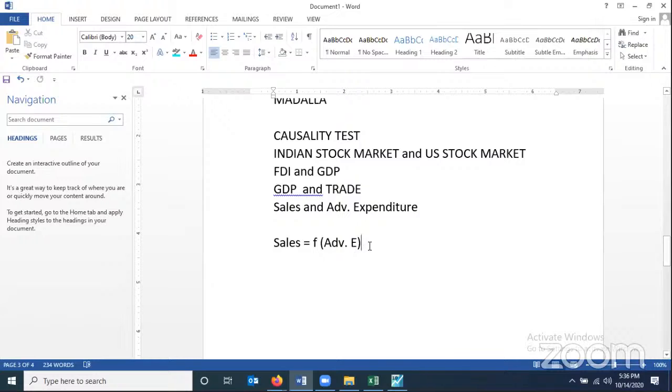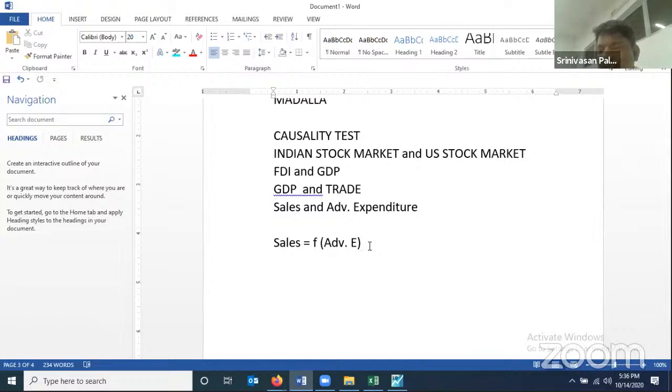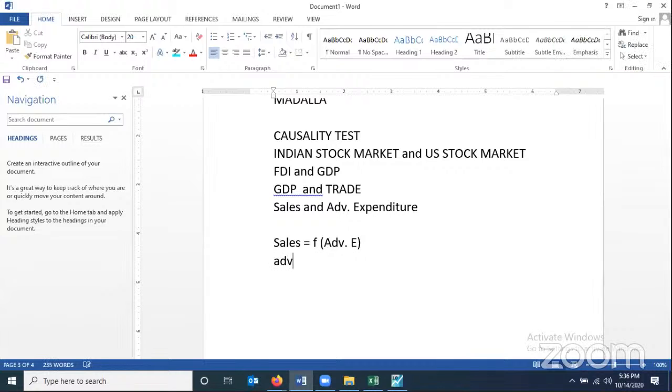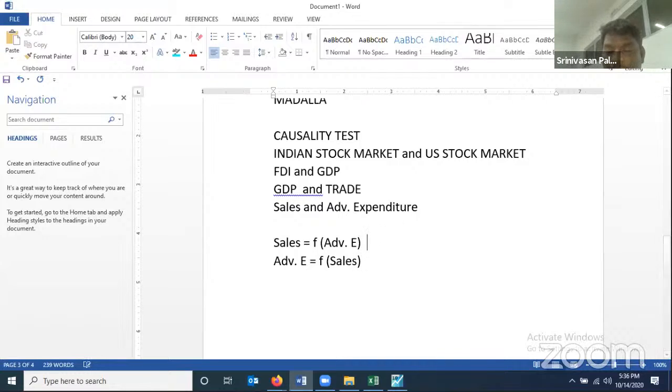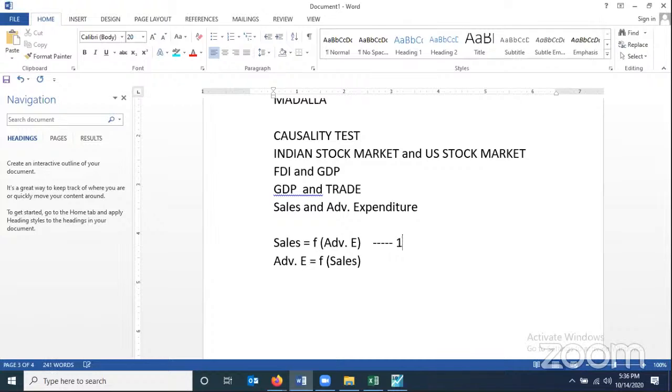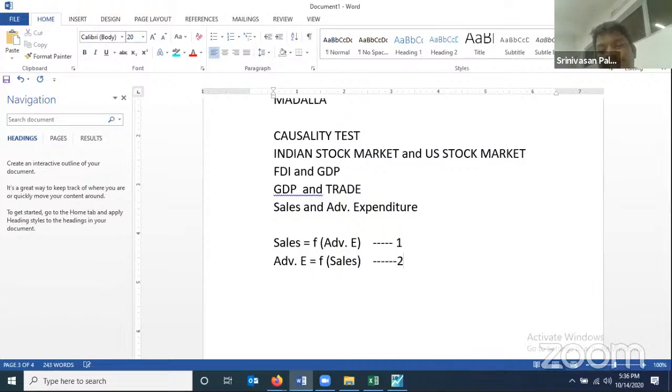This is the basic model, the sales theory or whatever it is. The marketing candidates know that sales is a function of advertising. The other way also we can say that advertisement is a function of sales. Both are correlated with each other. See the functional form: this is functional form number one, and this is functional form number two.